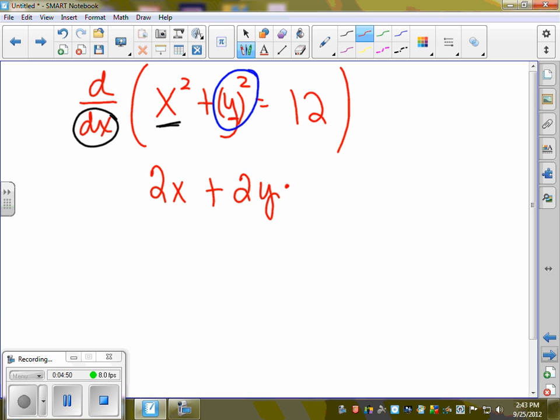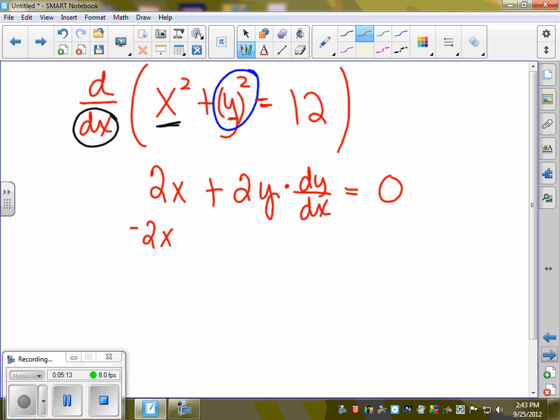So the derivative of what's inside parentheses, well, that's the derivative of y. We write that as dy dx. Then we go to equals. That's our next thing. And then the derivative of 12 is 0. Now the idea is I want to get dy dx by itself. So at this point I'm going to start solving this equation for just dy dx.